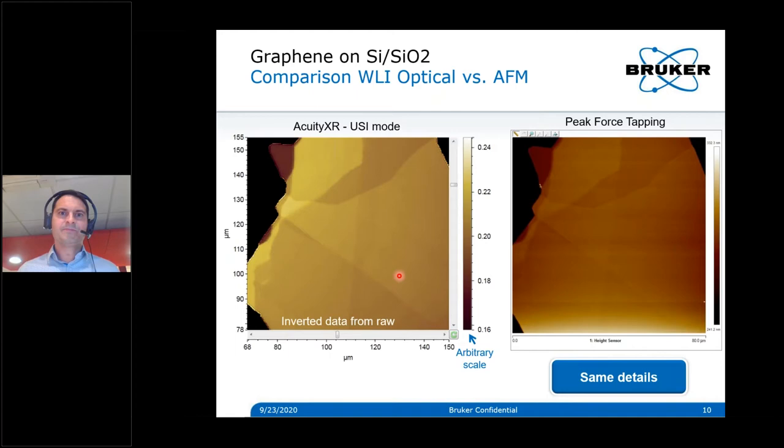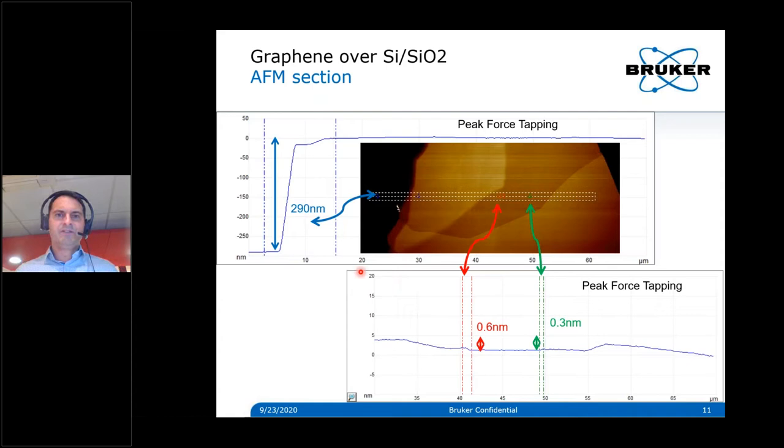But now the question is, what do we really see? If we look at the details of the AFM structure, we see that we have almost 300 nanometer thick layers. On top of those thick layers, if we take the sections, we will have very small, subtle vertical changes. In the green area, we have a change of around 0.3 nanometers, which corresponds to a single layer change on top of an almost 300 nanometer size.